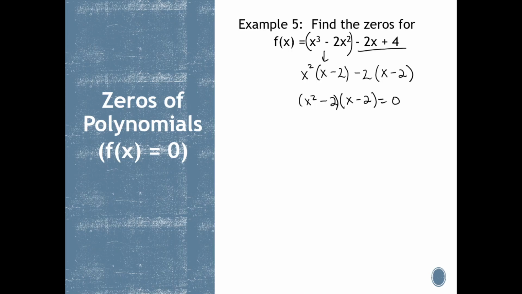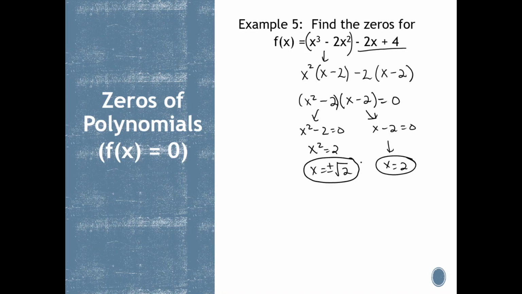So if I set this equal to 0, then I can take each piece and set it equal to 0. So I get x squared equals 2, so x is plus or minus the square root of 2, and I get x equals 2. So I have 3 roots. So the question does arise, how many roots should I be able to find? Well, if you notice, this one had a degree of 3, and I found 3.